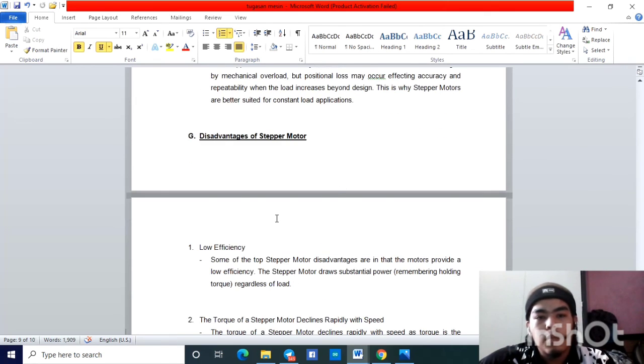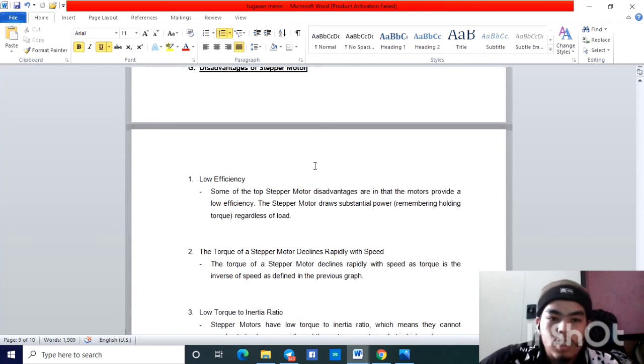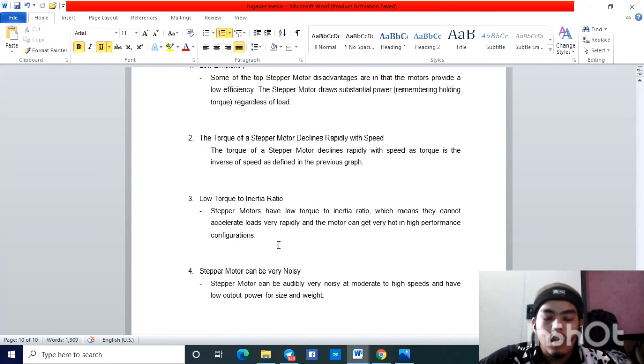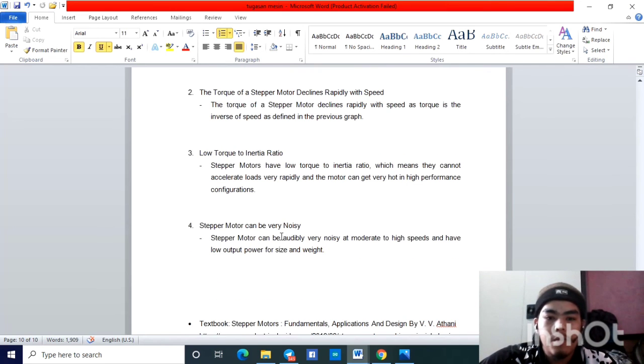Next, disadvantages of stepper motor. It has low efficiency. The torque of a stepper motor declines rapidly with speed. Next, a disadvantage of stepper motor: low torque to inertia ratio. And the last, stepper motors can be very noisy.